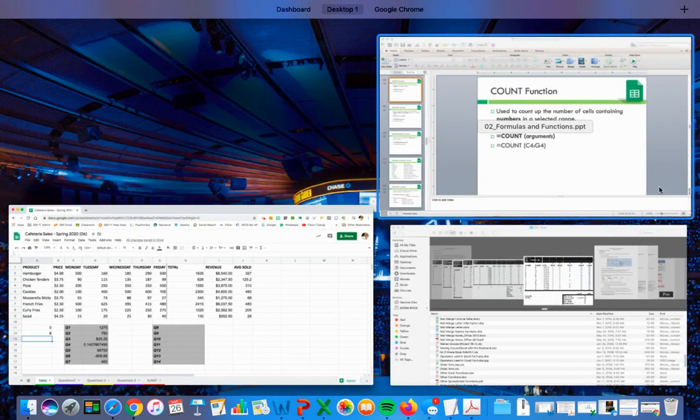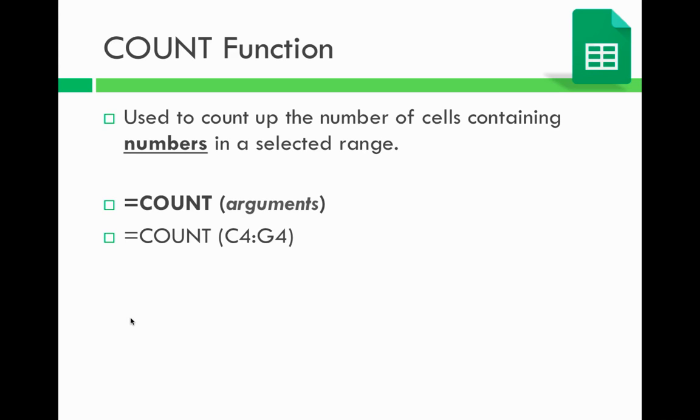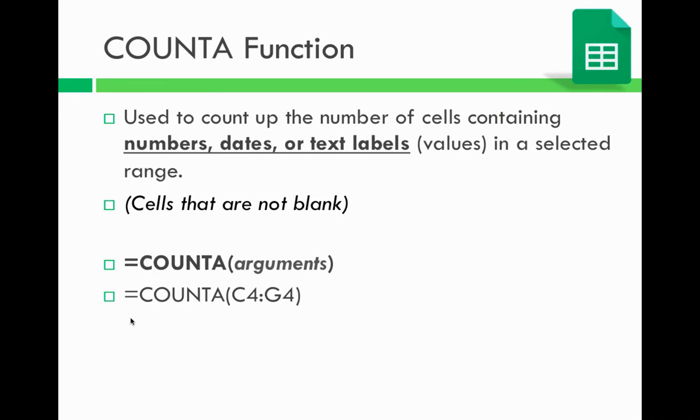Okay, let's come back over to our notes. So there's your count function. Used to count cells that contain numbers in a range. The second form of count that I want to look at is called count A. Count A will count the number of cells containing almost anything, numbers, dates, or text. The way I like to think about it is count me the number of cells in this range that are not blank, that are not empty. If there's something in the cell, please count it. So this is count A, all one word.